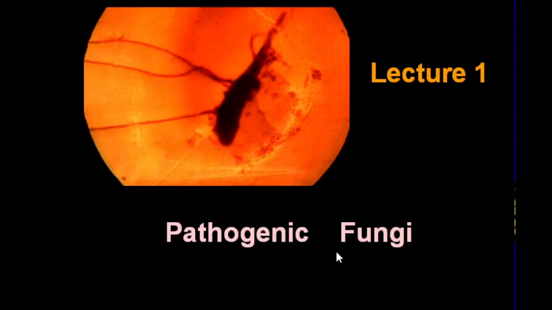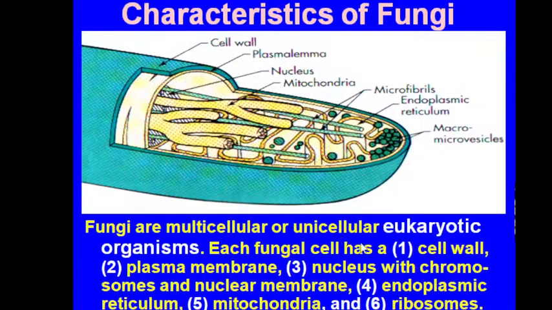Okay, we go ahead with the characteristic structural features of fungi. You can see here a cell, and the fungi can be unicellular or multicellular, but it doesn't matter because both of them are eukaryotic organisms. And it means that in many features they look like and function like other eukaryotic cells.